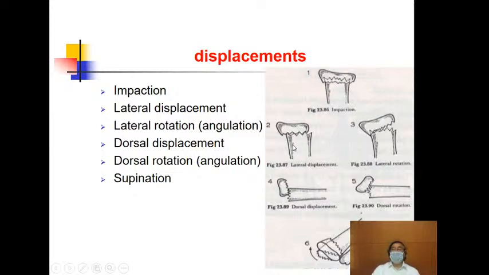And lateral displacement. The distal fragment is displaced laterally. So this displacement should always be corrected. If you don't correct this, then it will unite in this way only, and you will get that linear fork deformity.